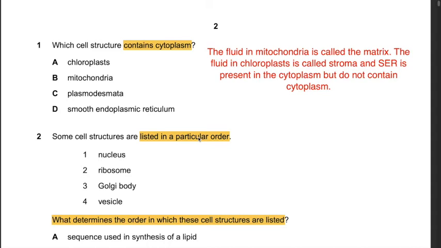Plasmodesmata. If you recall the definition of plasmodesmata, plant cells are linked to neighboring cells by means of fine strands of cytoplasm called plasmodesmata. Hence, it does contain cytoplasm. Therefore, the answer is C.